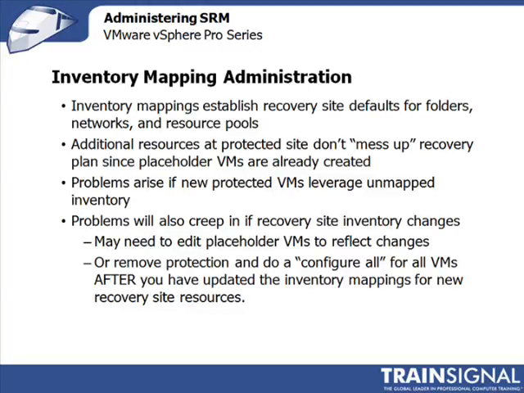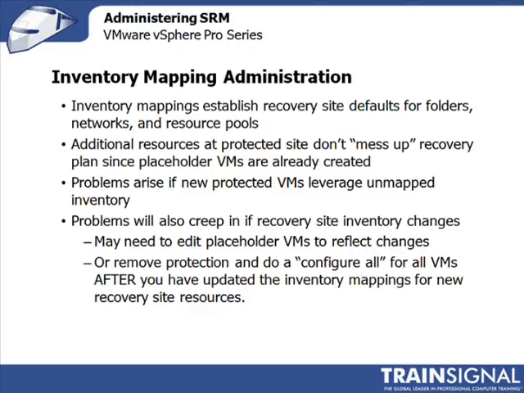Also, real problems will occur if the recovery site inventory changes and the placeholder VMs get out of sync. That is, the placeholder VMs are pointing to some recovery site resources that maybe no longer exist or have been swapped out for other resources. In this case, you have a couple of options to fix the situation. One is that you may need to just edit the placeholder VMs to reflect the changes that have happened at the recovery site. This is just as simple as doing edit settings on the placeholder VM itself and changing it to an available network or possibly resource pool.